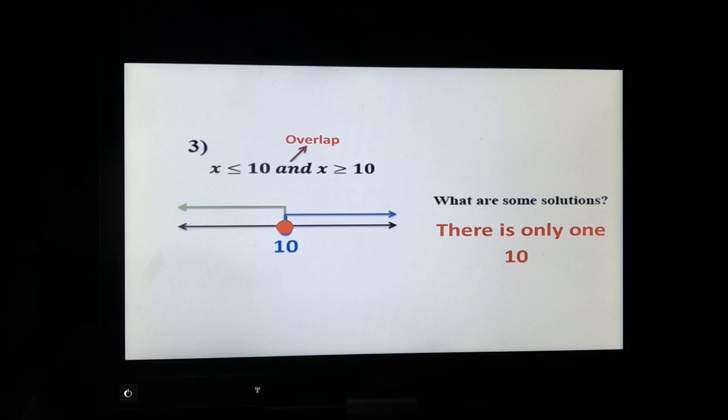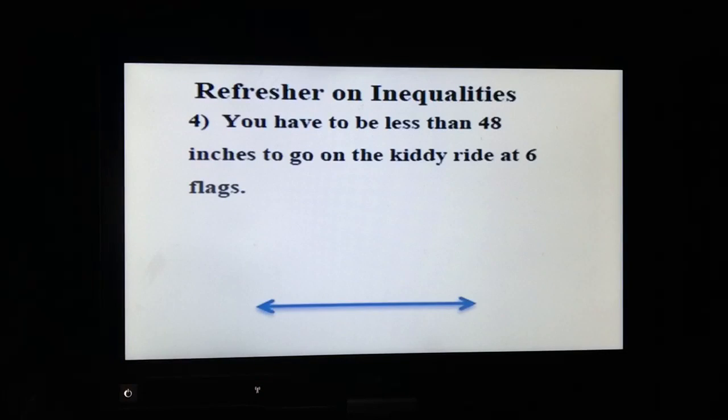This right here, let me go ahead and put it on there right now, number 4. So this right here is a refresher on inequalities. We did this before in the last unit. It says you have to be less than 48 inches to go on the kiddie ride at Six Flags. Okay, so a kiddie ride means that you have to be shorter than 48. So numbers that would work for that would be like 40 or 36.